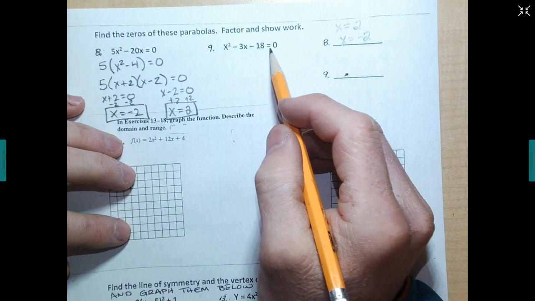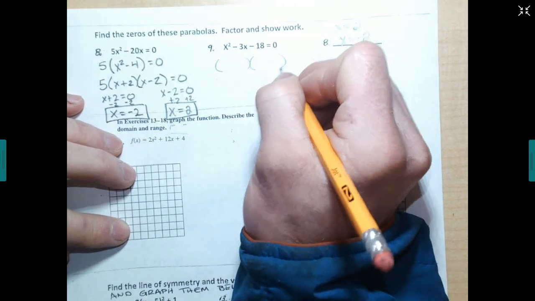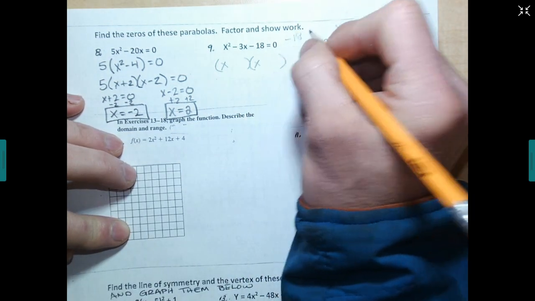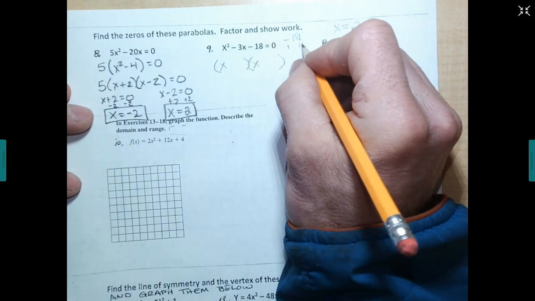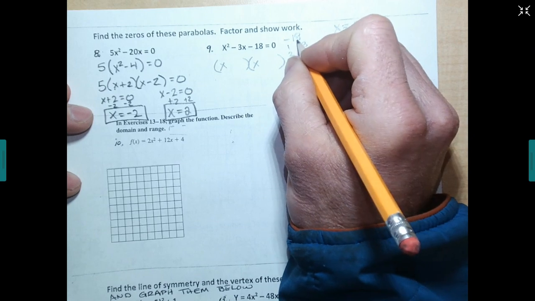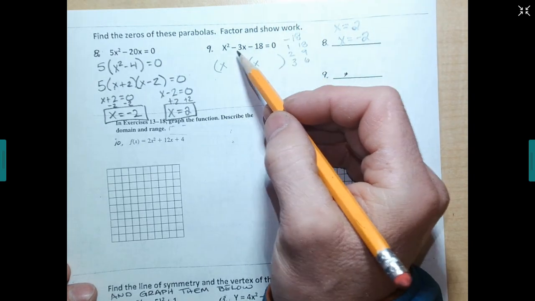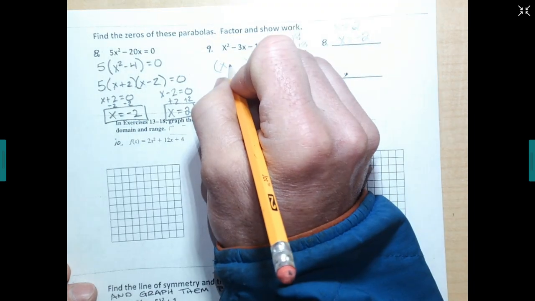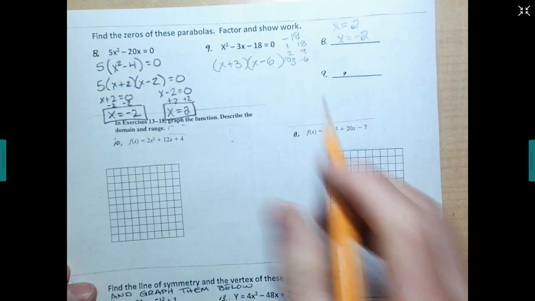All right. Okay, cool. Here's the trinomial that we get to factor. So we have an x and an x, and then we have to get to -18, and our factors have to equal -3. So 18 and 1, 9 times 2, 3 times 6. Nope, that's it. Can we get to -3? Sure enough. -6 plus 3 is -3. So x plus 3, x minus 6, and that all equals 0, right?